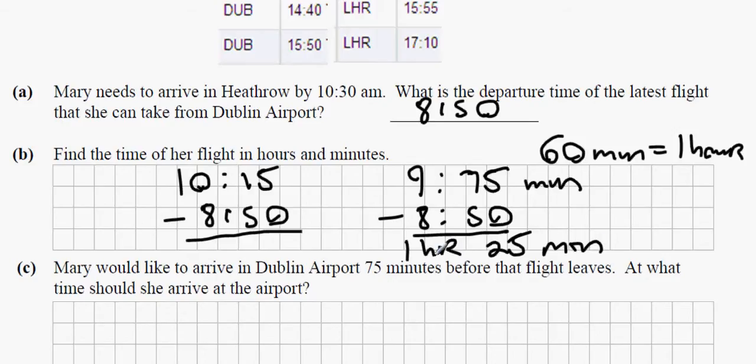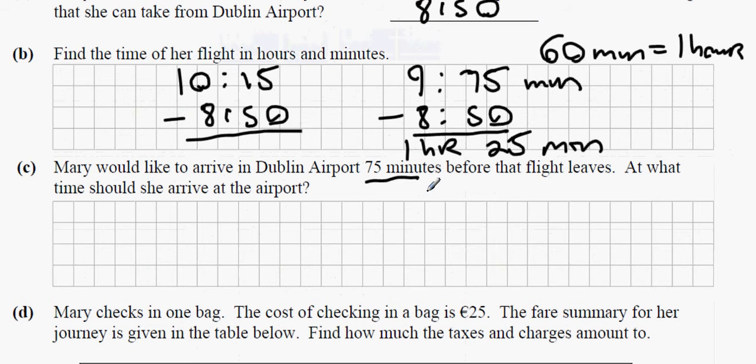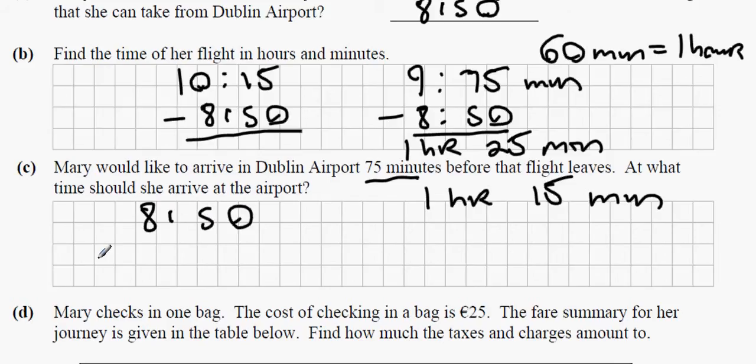Mary would like to arrive at Dublin Airport 45 minutes before that flight leaves. At what time should she arrive at the airport? Okay, 75 minutes is 1 hour 15 minutes. Her flight leaves at 8:50, 8 hours 50 minutes. So you take away 1 hour 15 minutes from this, and what you get is 50 minus 15 is 35, 8 minus 1 is 7. So she should arrive at 7:35 a.m. in the morning. Okay. Next part.